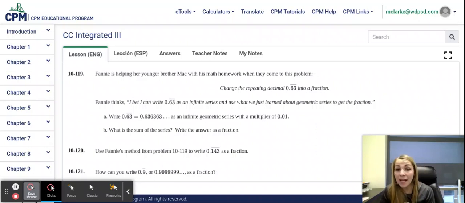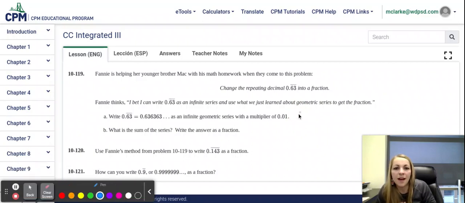Fanny thinks, I bet I can write that as an infinite series, right? Because we have infinitely many digits, and use what we learned about geometric series to get the fraction. Okay, so it says write 0.63 repeating as an infinite series with a multiplier of 0.01. And so what we're going to do here is we have something like this.